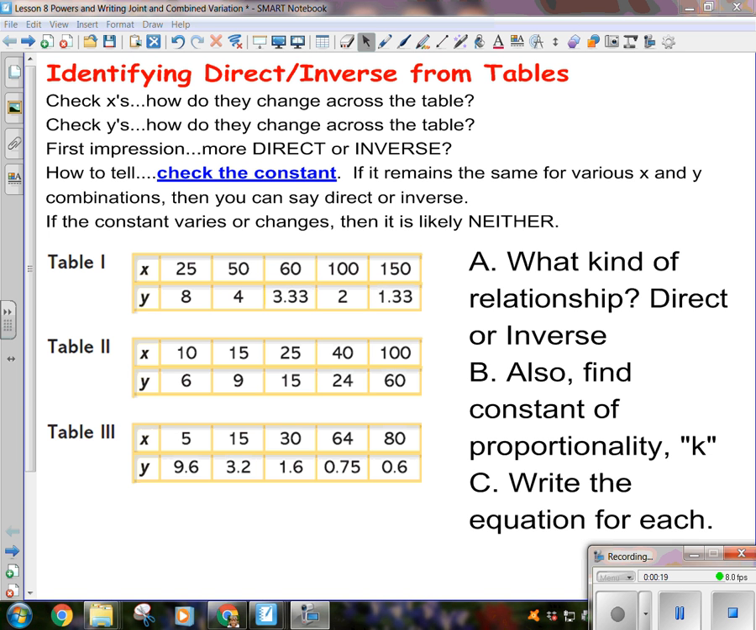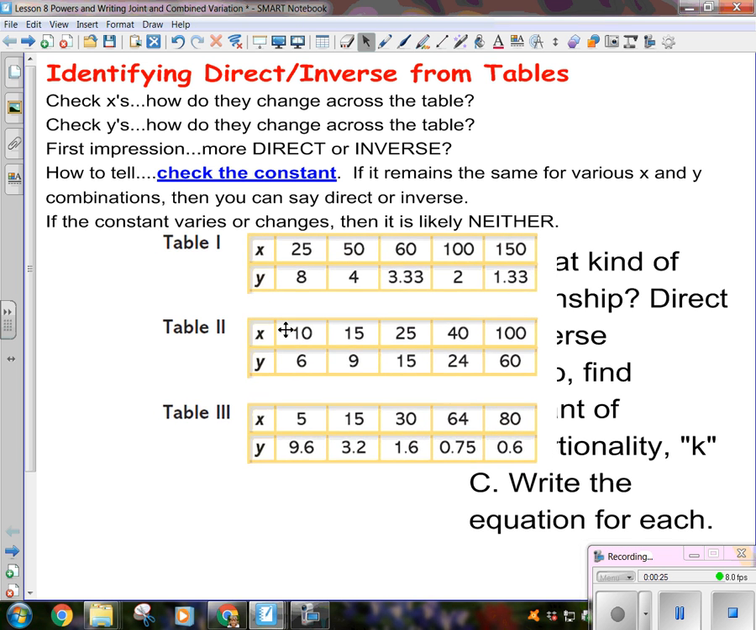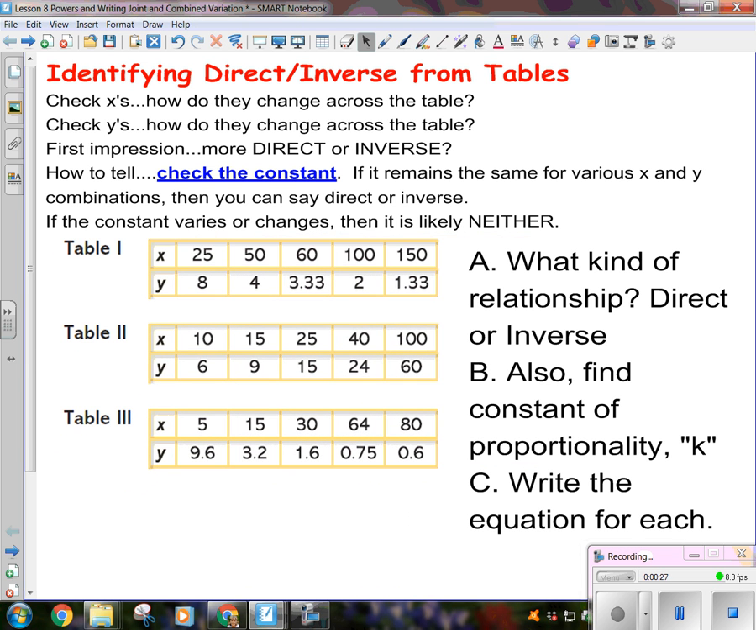All right, we want to talk about how do you identify direct and inverse from a table. So I've got 3 tables. Everybody see table Roman numeral 1, table Roman numeral 2, and table Roman numeral 3. Y'all got your notes, right? Everybody's got the orange sheet up front. Okay, what we're going to do is we're going to check the x's.